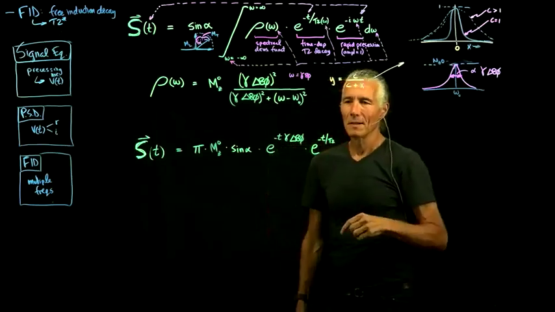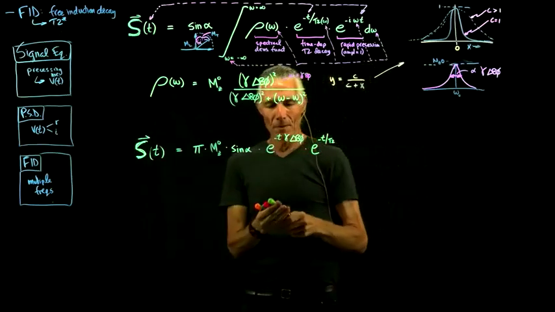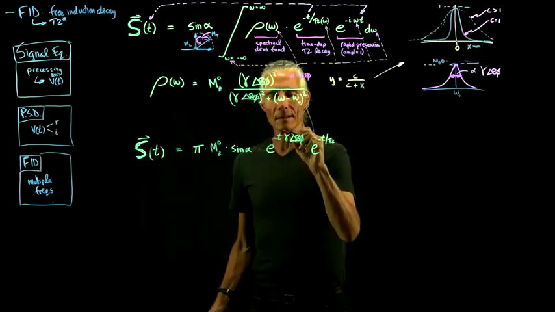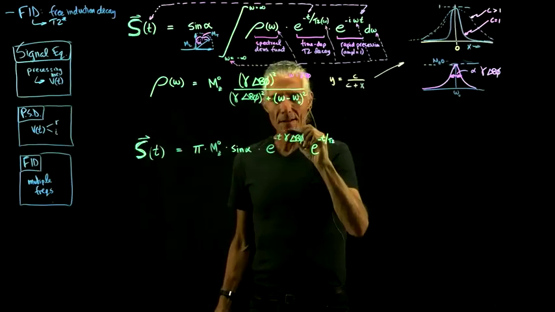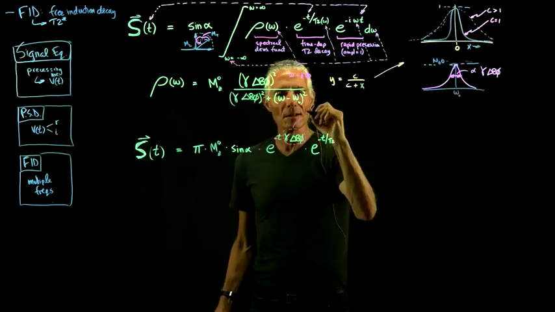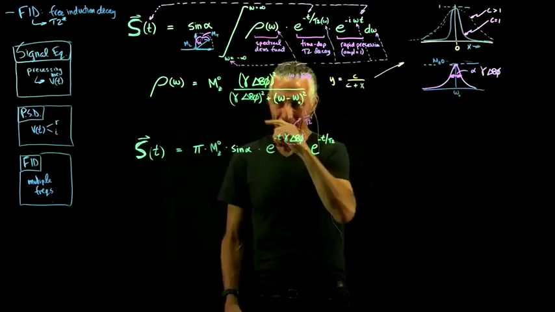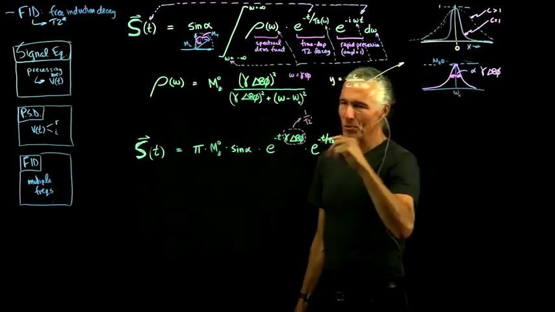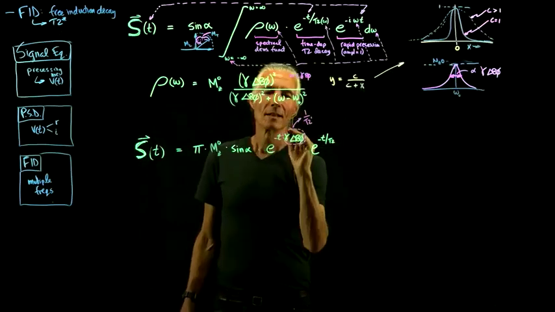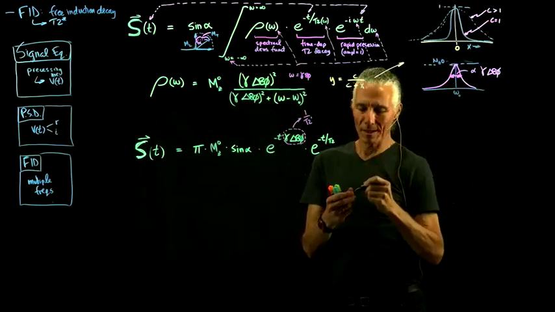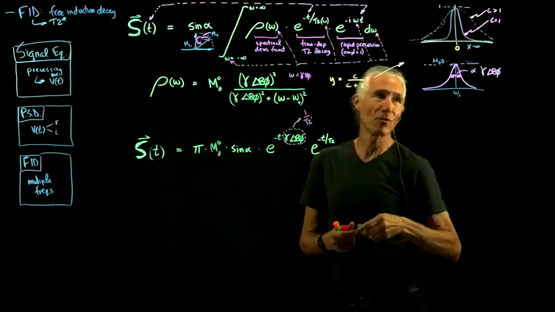So sometimes what people write instead is we just call this whole thing a time constant. So let's change this into 1 over T2 prime. So it's another kind of a T2 thingy due to the width of the frequency band. And the way it works is wider frequency band, faster drop off.